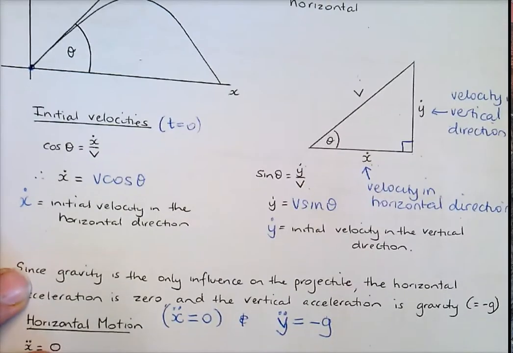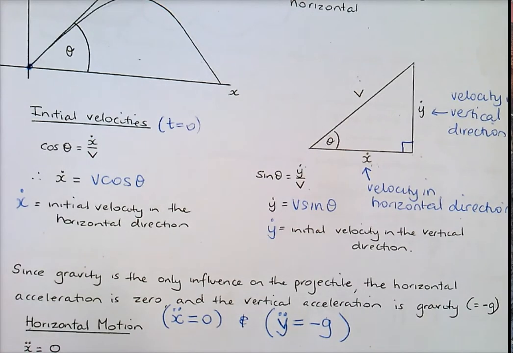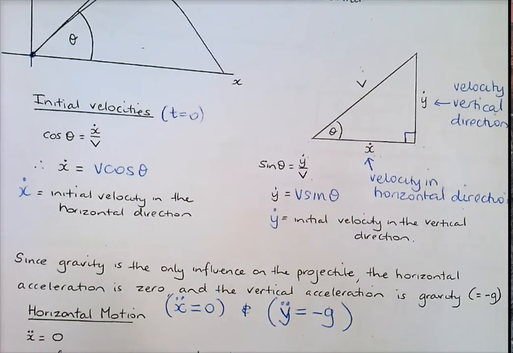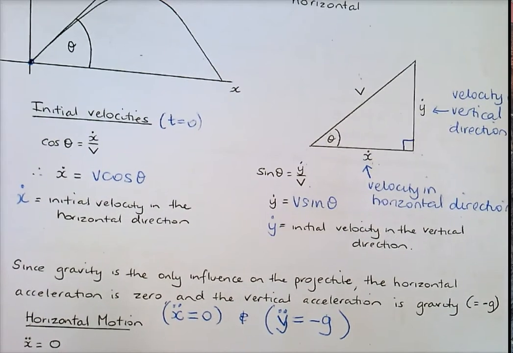Why is it minus g? Because gravity acts downwards. Now you're going to see in the next section that whenever you're asked to derive equations of motion, we always start with acceleration and integrate our way down. So we might write that note somewhere.